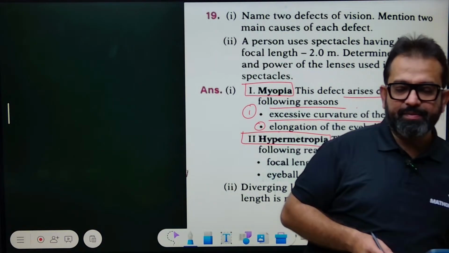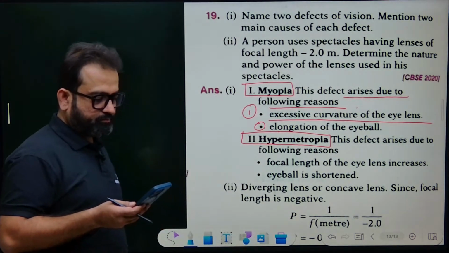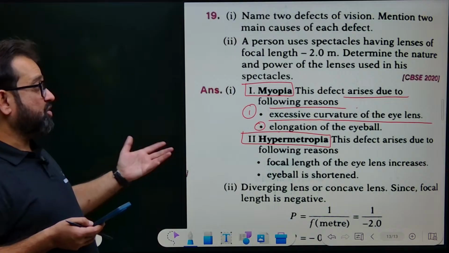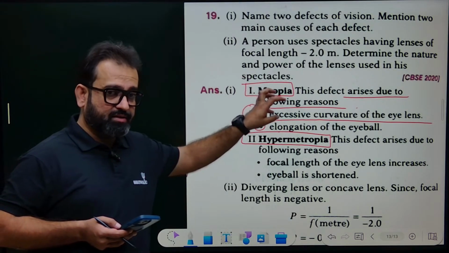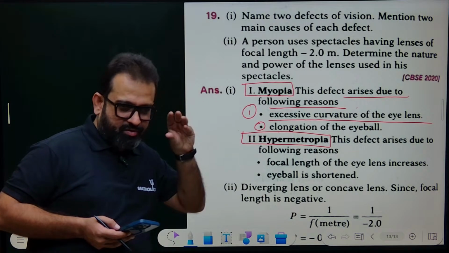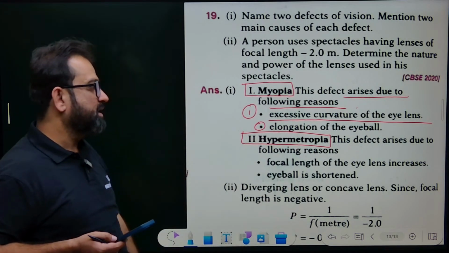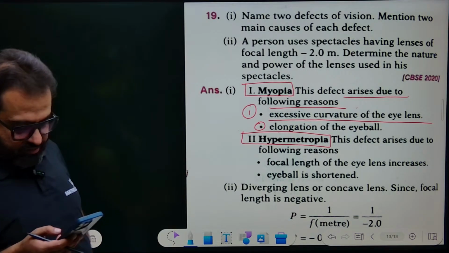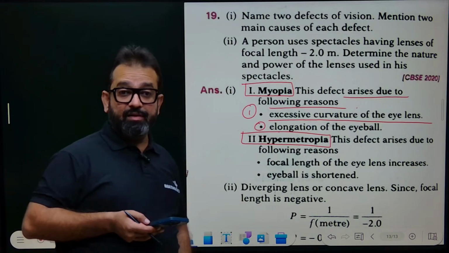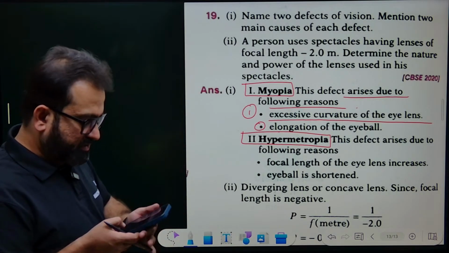Tell me, what happens to the focal length in myopia and hypermetropia? In myopia, the eye has a shorter focal length, with elongation of the eye lens. In hypermetropia, contraction, smaller size, eyeball is shortened, but the focal length is increased. Yes or no? Hypermetropia, the eye has a large focal length as compared to a normal eye. So these are the different points you must write.